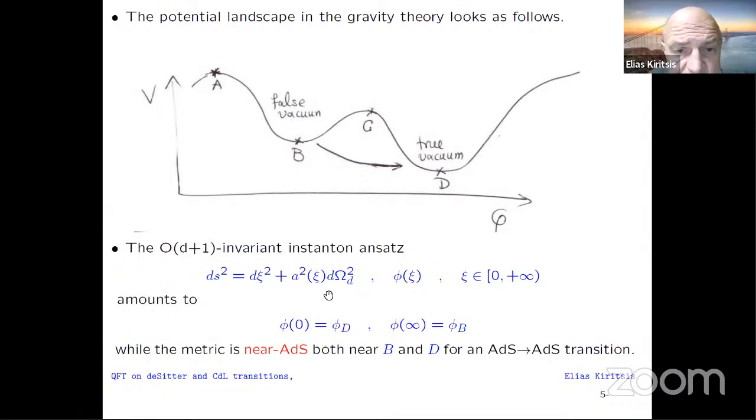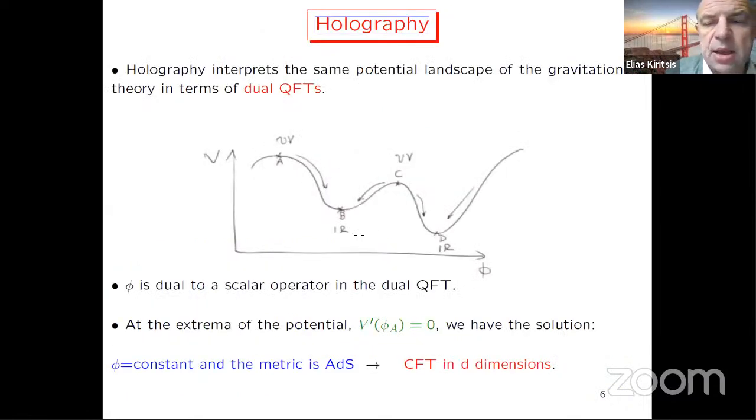Whereas the metric will become near AdS, both near one or the other, and we will have what we usually call an AdS to AdS transition. So if we can find such a solution, which is regular, then we're in business. We have a Coleman-de Luccia instanton. Let me now turn to holography.